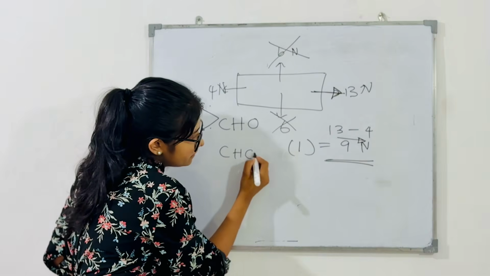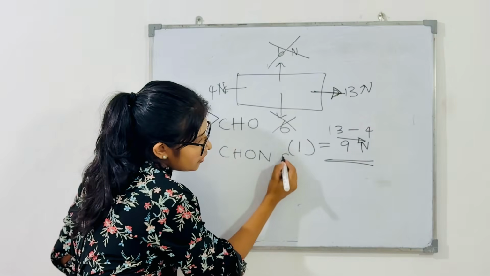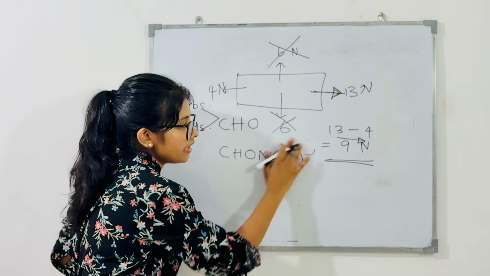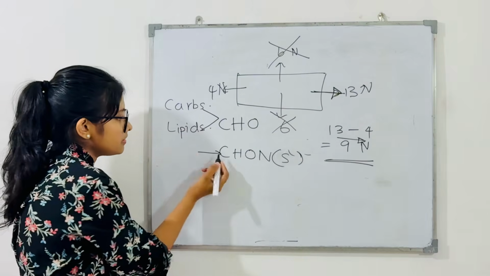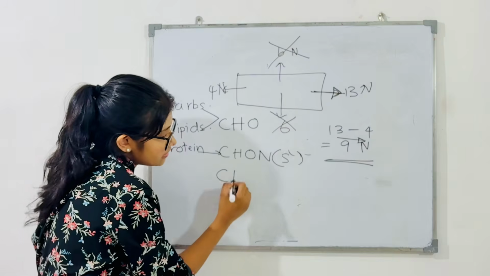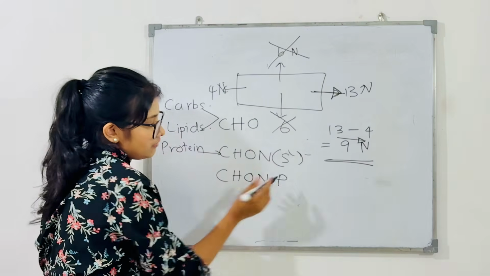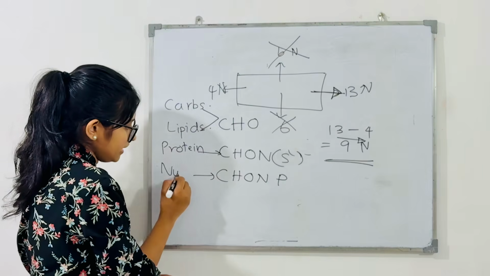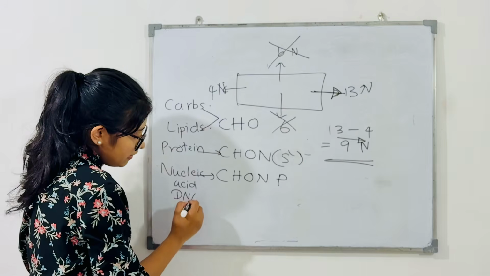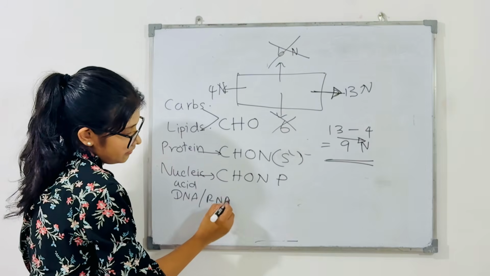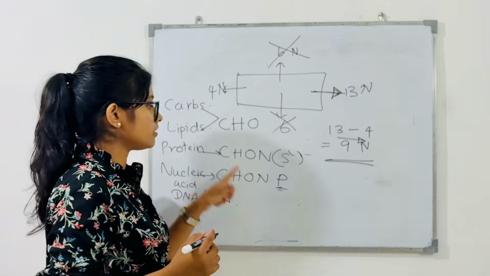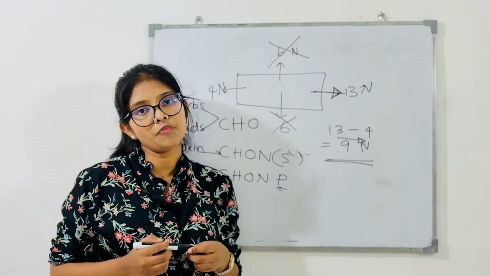Then there is CHON. Sometimes it's carbon, hydrogen, oxygen, nitrogen, and this is about the elemental composition of proteins. And the last one is CHONP. It's for the nucleic acids like DNA and RNA. CHONP means carbon, hydrogen, oxygen, nitrogen and phosphorus.